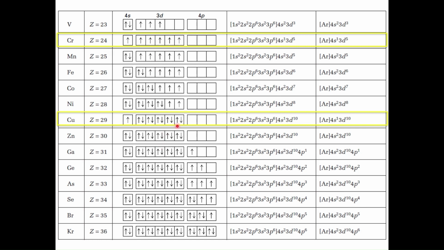Copper did something very similar. So copper would have been partially filled and very close to being filled in its d orbitals. So it would have had, instead of 10, it would have had 9 electrons in its 3d orbitals. And so what copper has done is it's moved 1 electron from its 4s into its 3d. And what we have now is a half-filled, stable, or as stable as we can get with this atom, 4s orbital, and a full higher energy 3d orbital set.